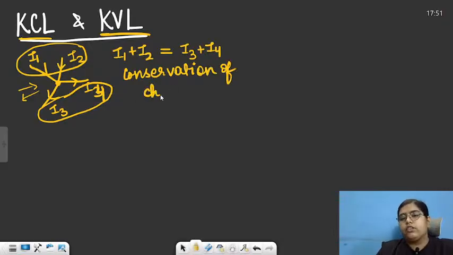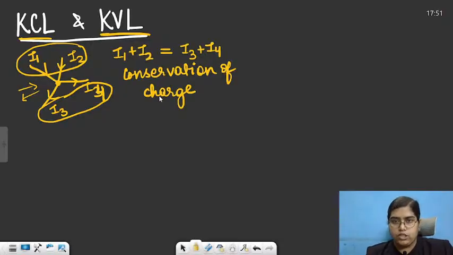Why law of conservation of charge? Because current is basically charge flowing per unit time. So we are basically saying the amount of charge entering the junction will always be equal to the amount of charge moving out of the junction, right? This was KCL. The name of KCL was also junction rule. Then KVL was the loop rule.